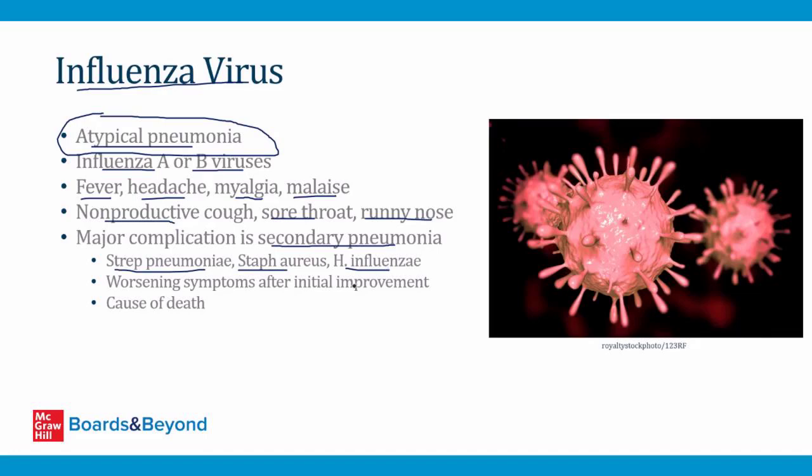The way this will present clinically is the patient will initially have mild symptoms and seem to be doing better or improving, and then suddenly the symptoms will get much, much worse. That usually indicates a secondary bacterial pneumonia. And as I said, this is the cause of death in patients who have influenza virus infection.